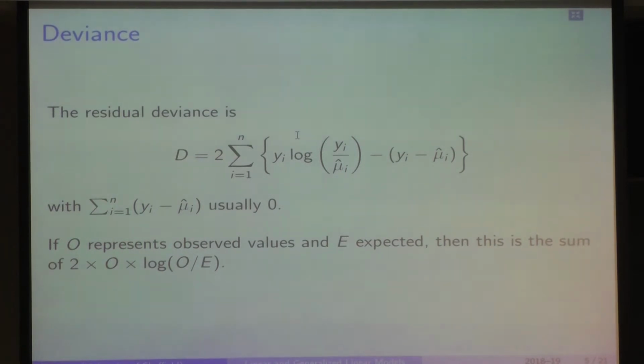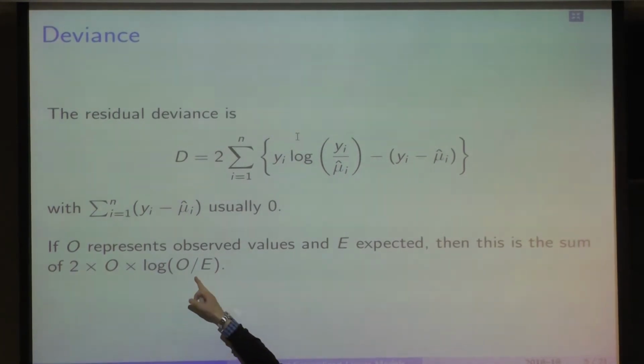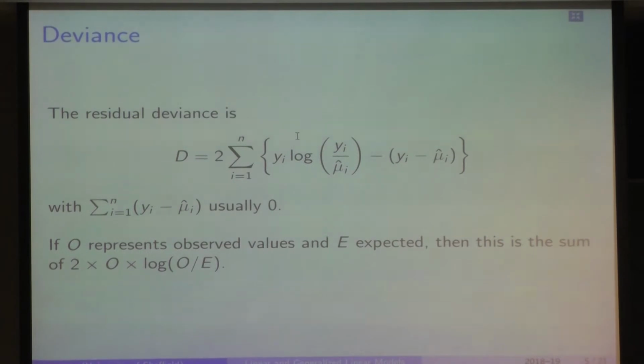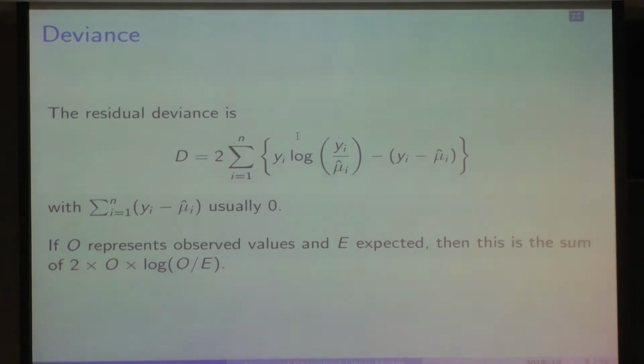Sometimes, particularly in connection with contingency tables, people use the notation O to mean observed values and E to mean expected values. You may have seen that before. The observed value here is the yi, and the expected value is the mu hat i under the model. So we're summing twice the observed times the log of observed over expected. If observeds are usually close to expecteds, then this ratio will be close to 1, and if something is close to 1, then its log is close to 0. So if the observeds and expecteds are close together, we would get a small value for the deviance.